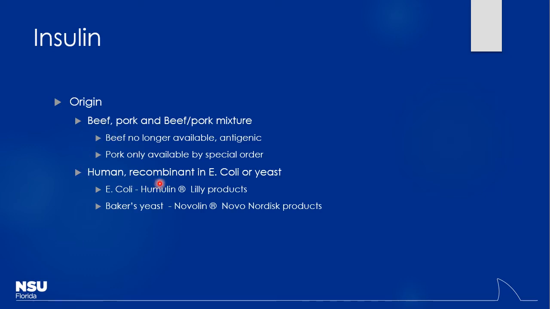So now we either have recombinant forms that are basically mimicking the human form, made in E. coli and yeast. So this is where we have things like Humulin, that is made with E. coli. We have things like Novolin made with Baker's yeast. These are just different manufacturers. There are brand names for this. I don't really care about the brand name specifically, but just know that when you look at different dosage forms, you may see Novolin, Humalog, Novolog. That's basically just saying it's a different brand name, different manufacturer. Okay.